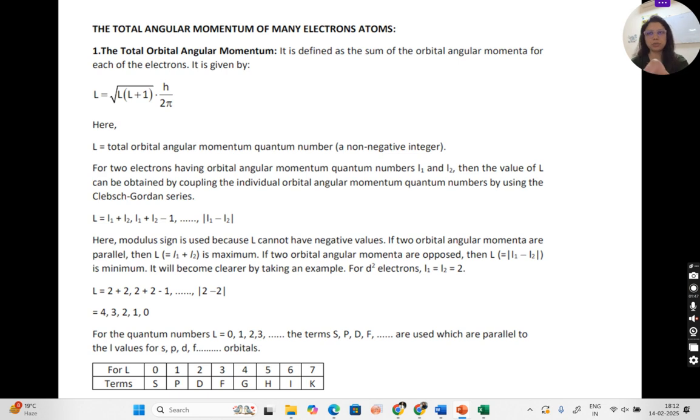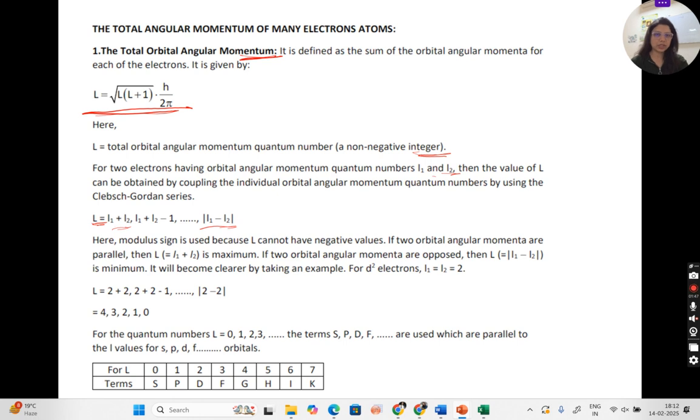L is the total orbital angular momentum. It is defined as the sum of the orbital angular momentum of each electron, which is given by the formula square root of l(l+1) times h upon 2 pi. Total L stands for total orbital angular momentum, a non-negative integer, and this is the scientific calculation for L, where for quantum numbers l1 and l2, we can calculate the value by adding l1 and l2 to subtracting l1 minus l2.